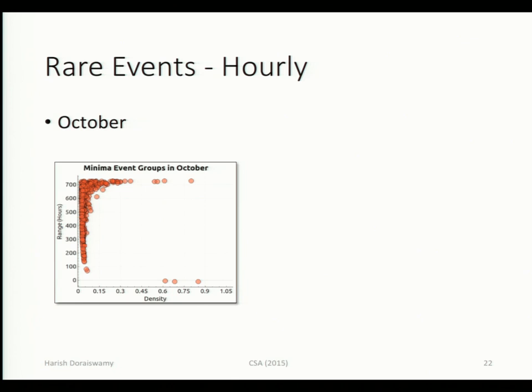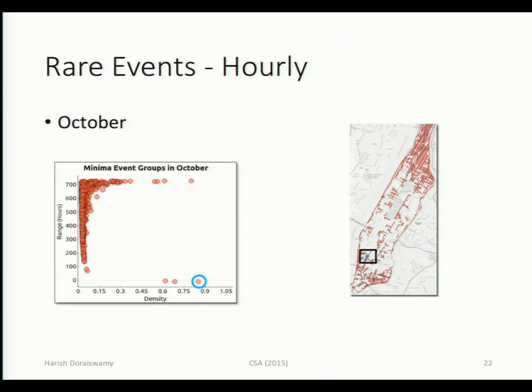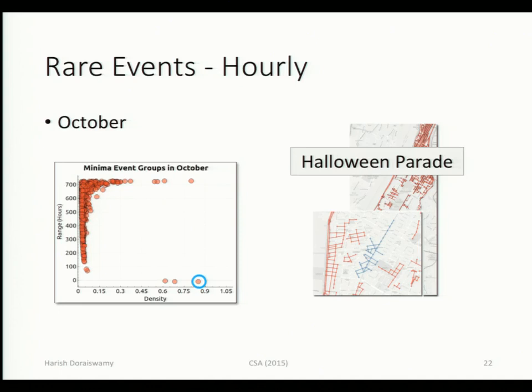So this is again for October 2011, and these are all the significant event groups over here. And you can see that there is this one that is kind of lying out over there. It's a high density event, but with a low time range. So if you select that, it corresponds to this part in 6th Avenue. And this is where the Halloween parade happened. This happened for a period of, I think, 6 or 7 hours, from 5 p.m. till midnight approximately, and you can just quickly find it. So this tool is more to help users find these, go there, then look, explore. Understand what the data provides you, what kind of insights you can get from the data.